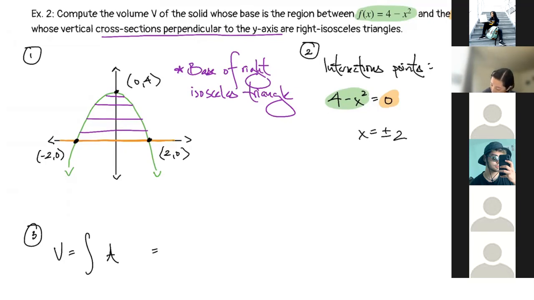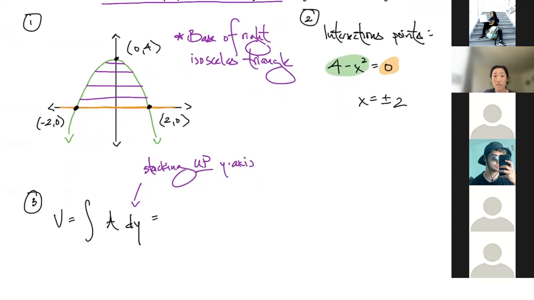There we go. All right. We are indeed stacking these up the y-axis. Okay, I'm going to write that here. The dy is because we are stacking up the y-axis. Now that also means that my bounds, like when I start to plug in my a and my b values, those a and b values should be y values, not x values.